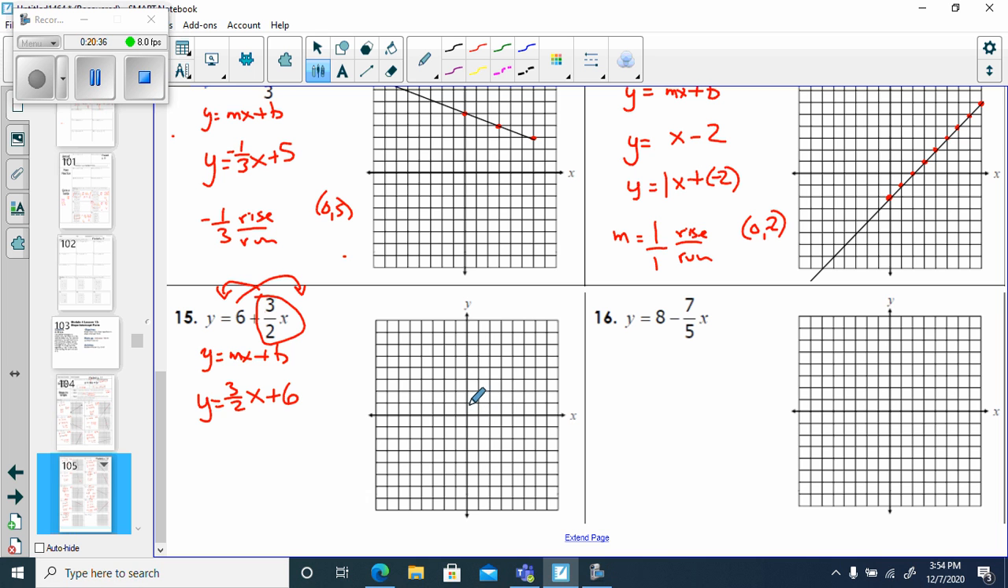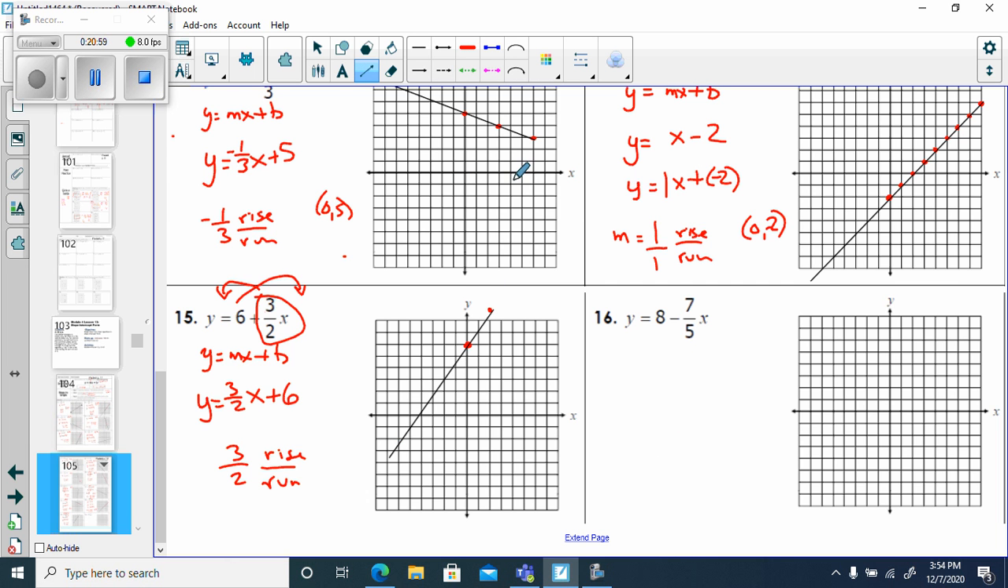I start at 6. 1, 2, 3, 4, 5, 6. I start at 6 on the y-axis. And then my slope is 3/2. That means I'm going to rise 3 and run 2. From here, I go up 3. 1, 2, 3, and over 2. It's going to look sort of like that, guys. And that'd be my line.